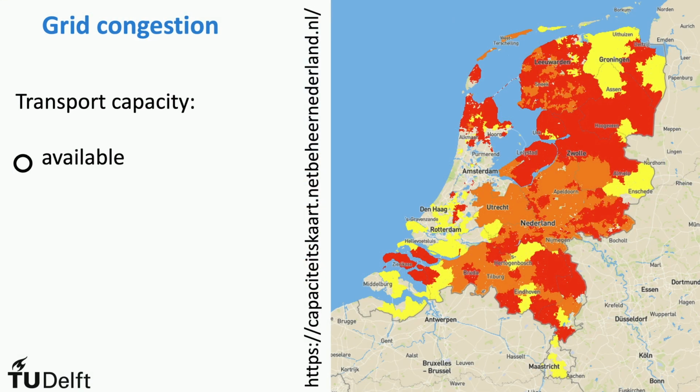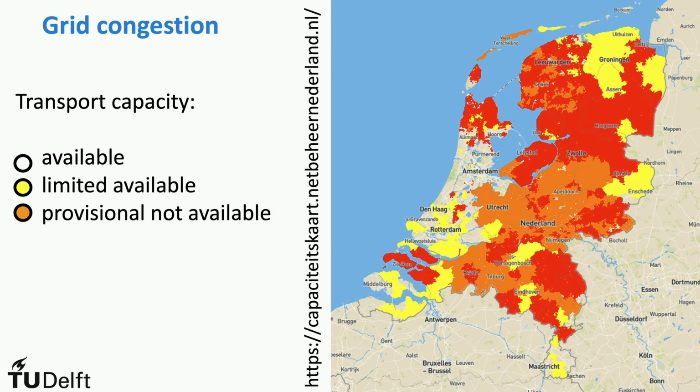In the not-colored regions, the electricity grid has transport capacity available to connect a new large-scale utility solar farm to the grid. In the yellow-colored regions, the electricity grid has limited transport capacity available to connect a new large-scale utility solar farm to the grid. In the orange-colored regions, the electricity grid has provisional no transport capacity available anymore to connect a large-scale utility solar farm to the grid. And in the red-colored regions, the electricity grid has for the time being no transport capacity available anymore to connect a large-scale utility solar farm to the grid.